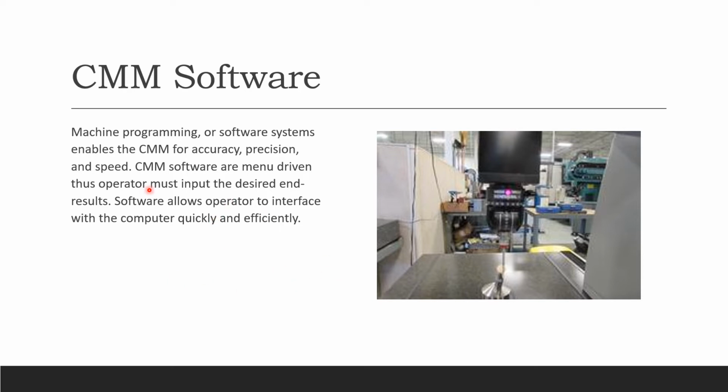Alright, so let's continue. CMM software. Again, software is just a computer program you can use with our CMM machines. So that's just machine programming or software systems. It's going to enable your CMM to have accuracy, precision, and speed. So these are the three criteria we're looking for our machine to do for us.